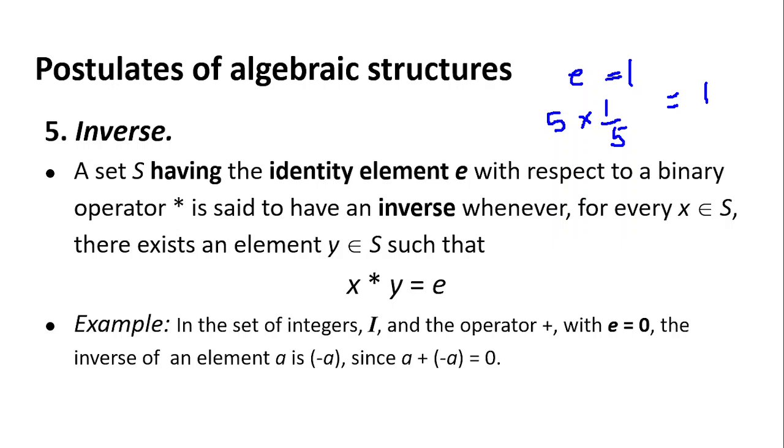What about minus 5? So what is the inverse of minus 5? Minus 5 into, so I am using the multiplication operator, into 1 over minus 5. Minus into minus is plus, so you get the identity element 1 again. So 1 over that element forms the inverse.